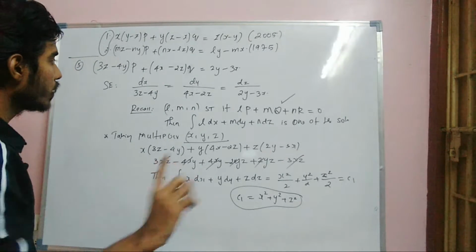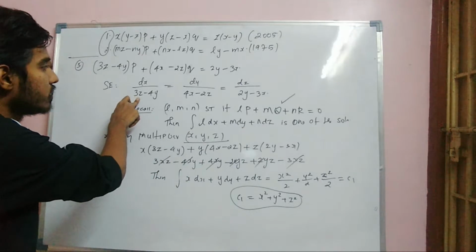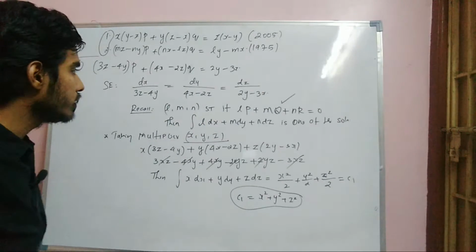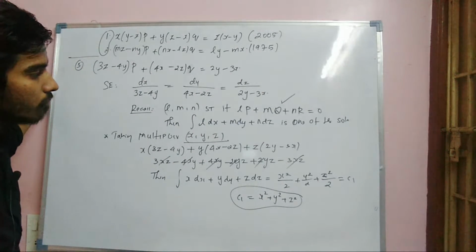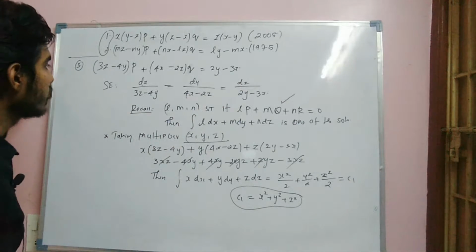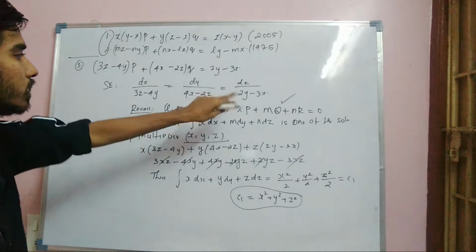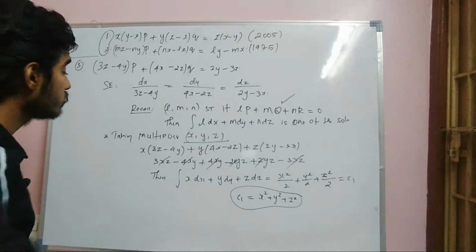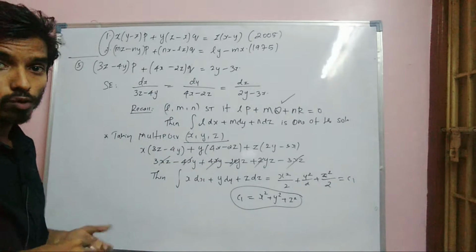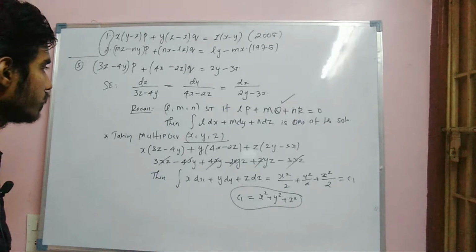Now if I take 1, 1, 1, this will not be a multiplier because there is no minus 3z anywhere. If I take 1 by x, 1 by y, 1 by z, again this will not be a multiplier because here we will have 3z by x, and there won't be minus 3z by x anywhere. So 1 by x, 1 by y, 1 by z will also not be a multiplier.